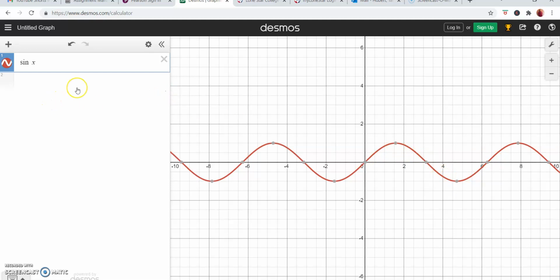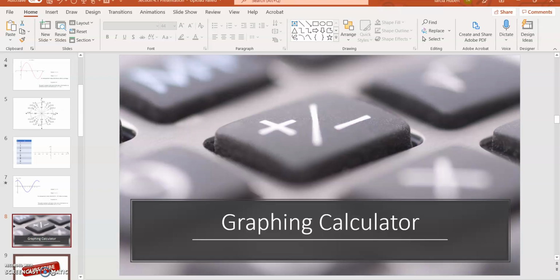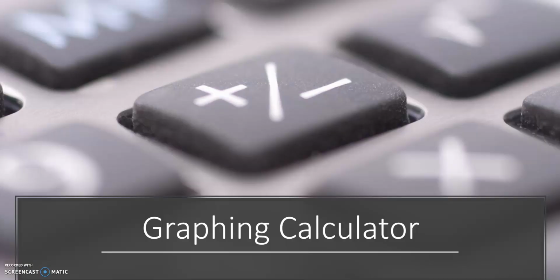Alrighty, and then I could also plug in cosine of x, and that's the blue graph. So you can see they're exactly the same, except one of them is shifted over some. If I was to take this sine, which is in red, and shift it to the left, you will see that it's the same as the cosine, okay? So that's how you can see the graph on the graphing calculator.